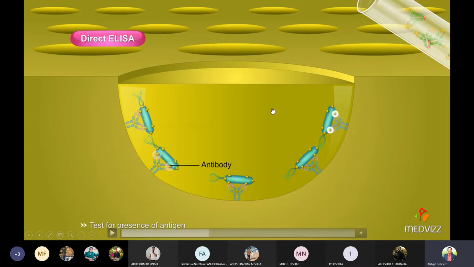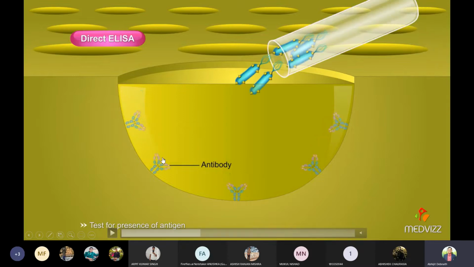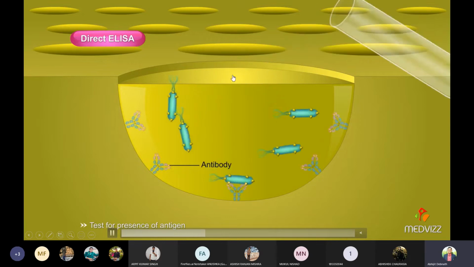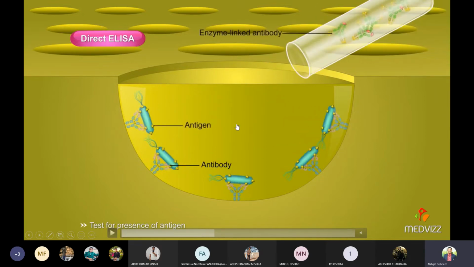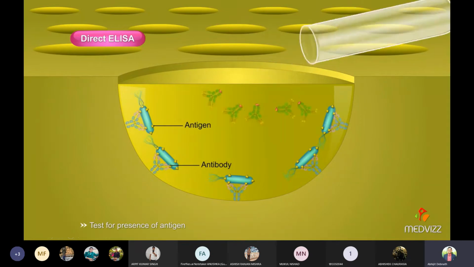So if somebody has HIV and some HIV antigen is present in his blood, you are already putting the antibody of that antigen on the surface of the microplate. So obviously this is common. Those antibodies will interact with the antigen, and then you have to confirm that yes, the antibody is actually interacting with the antigen of the HIV. You have to confirm by adding some enzyme linked antibody.